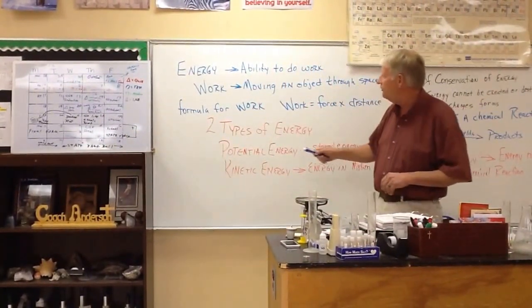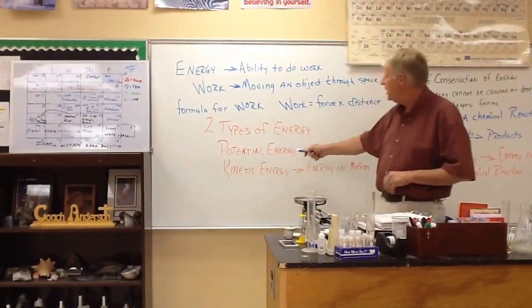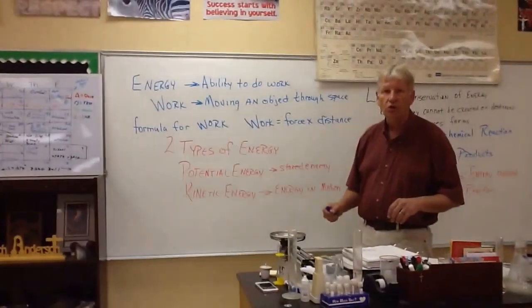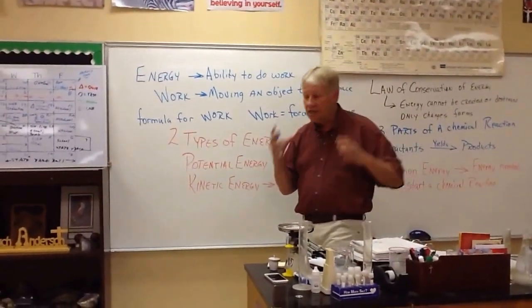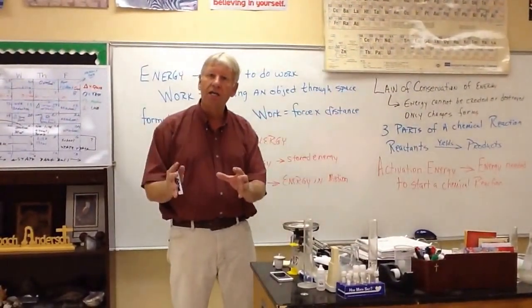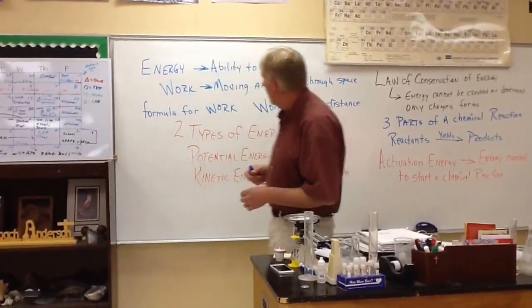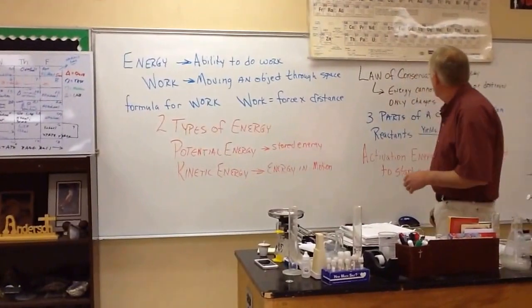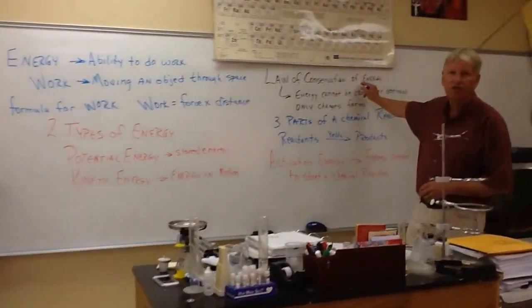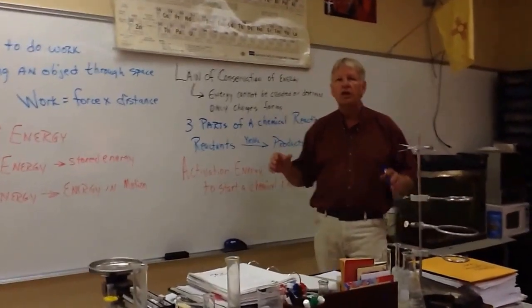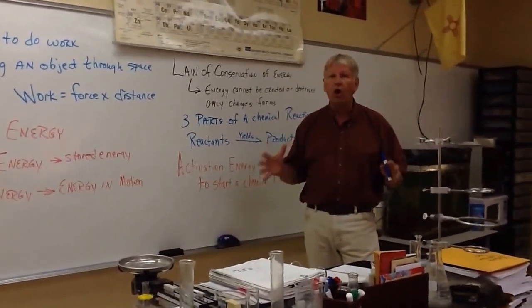Now, you probably have had this before, but there are two types of energy. Potential energy is stored energy, and kinetic energy is energy in motion. What we have in chemistry is pretty much all kinetic energy. Electrons don't stop moving. We'll talk about that a little bit later when we talk about absolute zero. But we have the law of conservation of energy: energy can't be created or destroyed. Energy only changes forms. So in chemistry, we have to account for all of the energy.